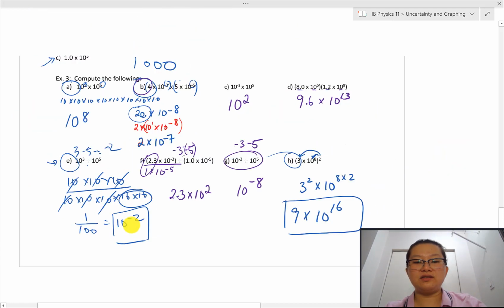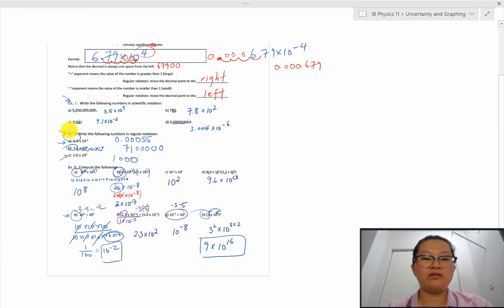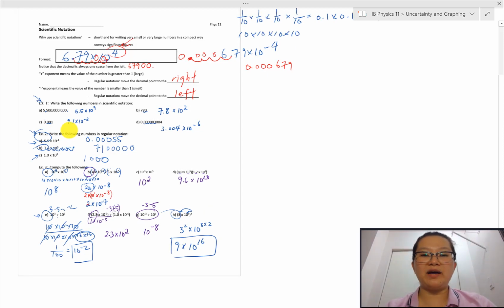All right, so this is some scientific notation for you. Please do your practices. Good luck with your examples. I wish you the best of luck.